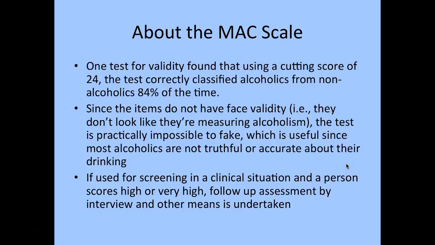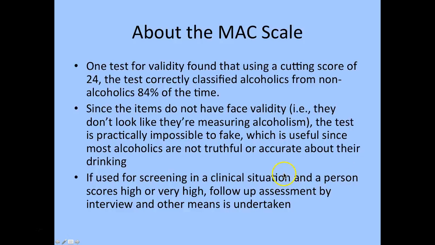They did find that if you took like 100 alcoholics and 100 non-alcoholics, and you just mixed up their MAC scale results, and if they had 24 and above, you threw them into the alcoholic group, and below 24, they found that they were 84% correct in predicting alcoholic from non-alcoholic using this MAC scale.